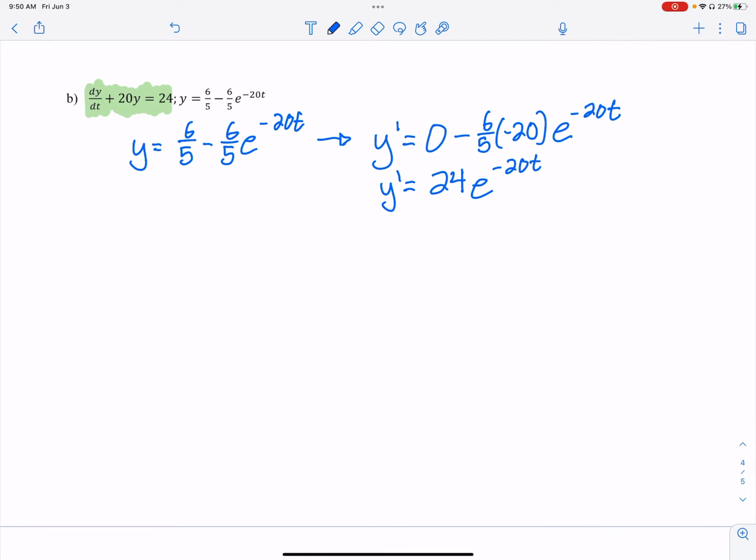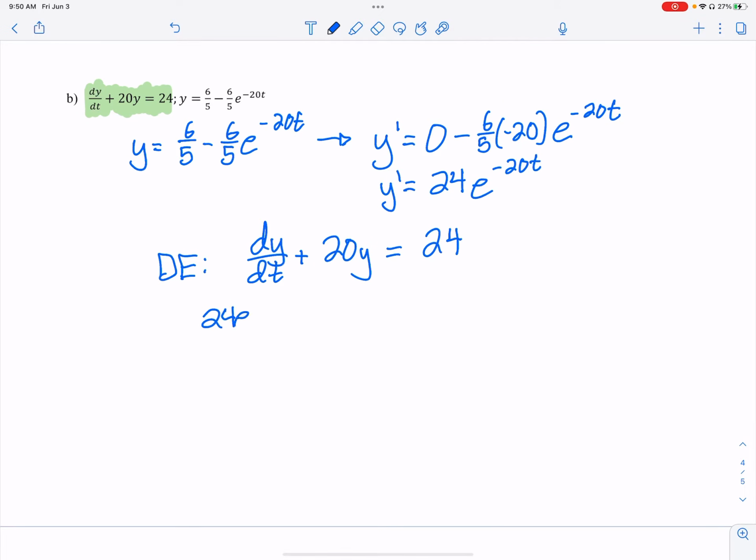Okay, so I write down my DE now. dy/dt, that's the same thing as y prime plus 20y. And they're saying it should be equal to 24. So I'm going to plug everything in. 24e^(-20t) plus 20 times (6/5 minus 6/5 e^(-20t)). And we're wondering, is that going to equal 24?